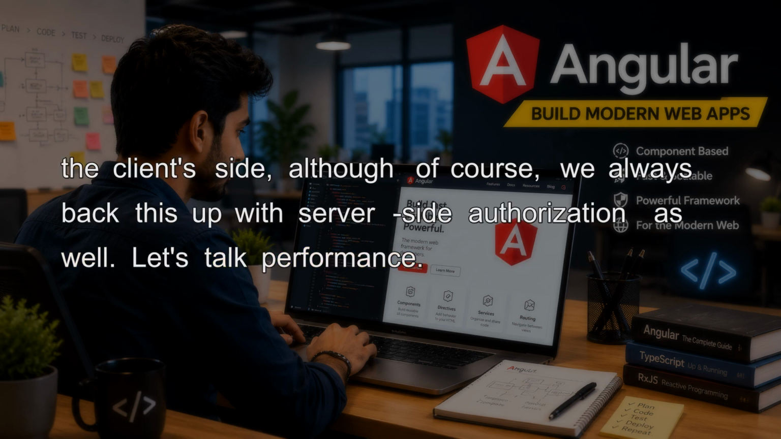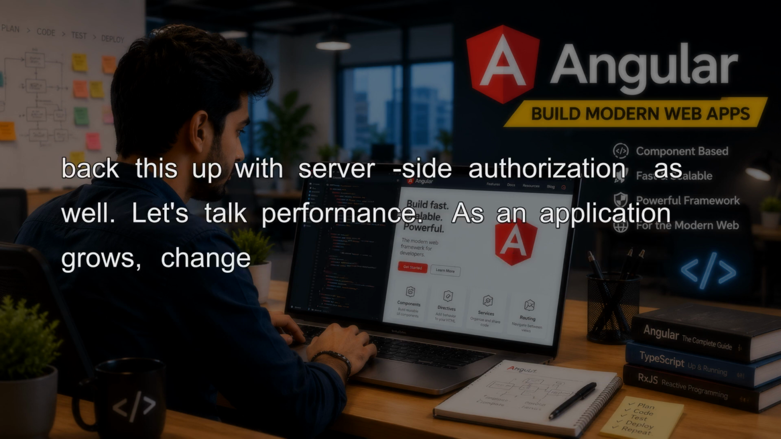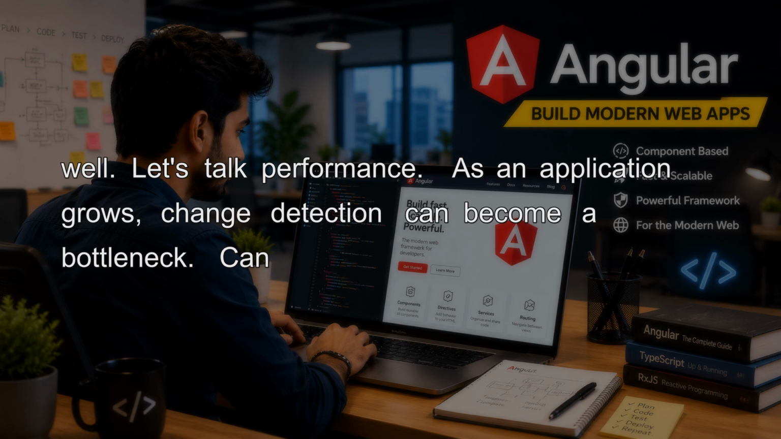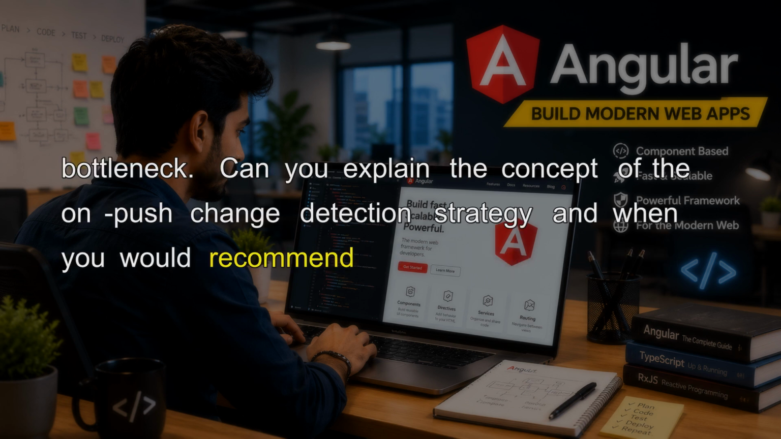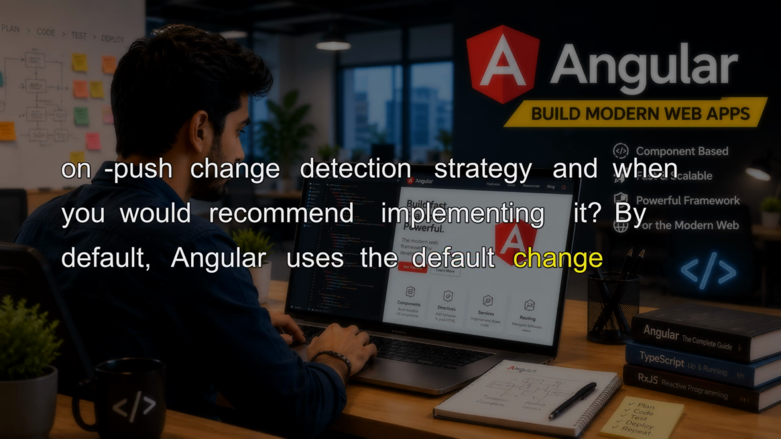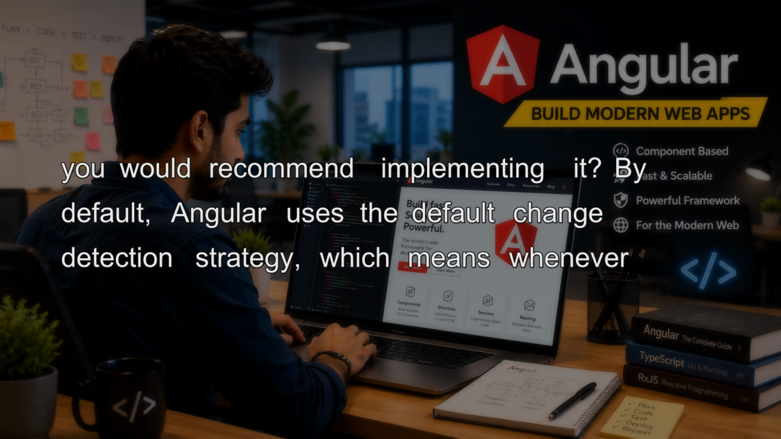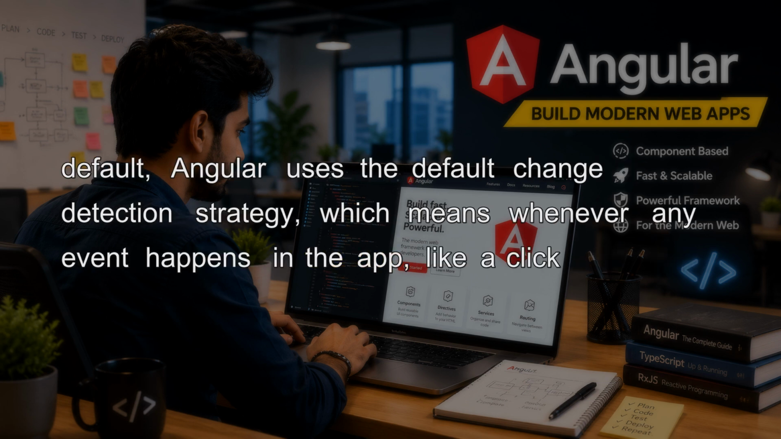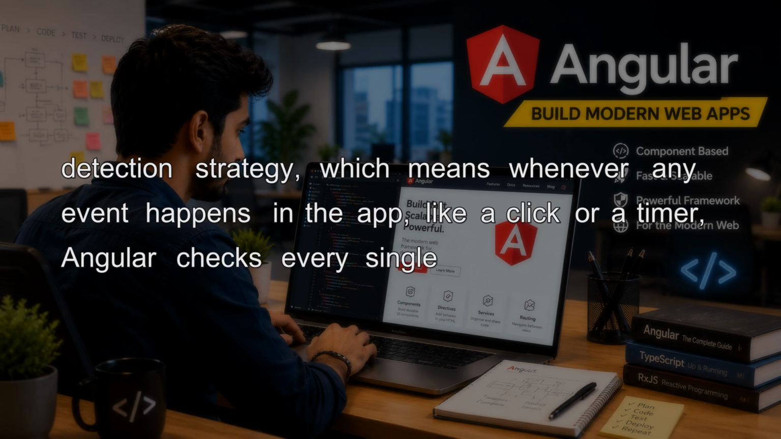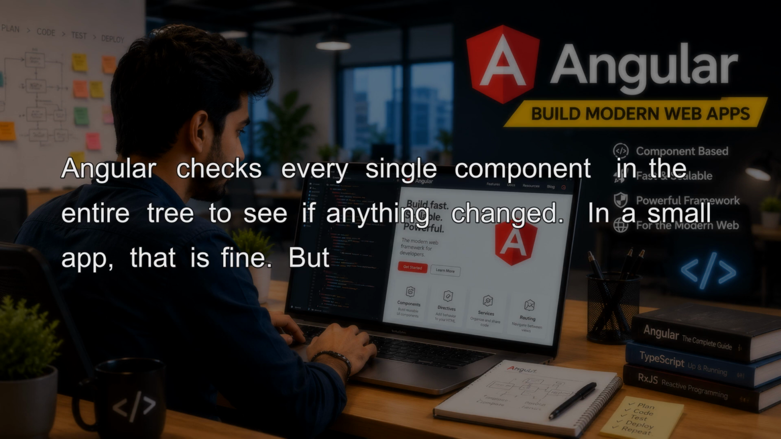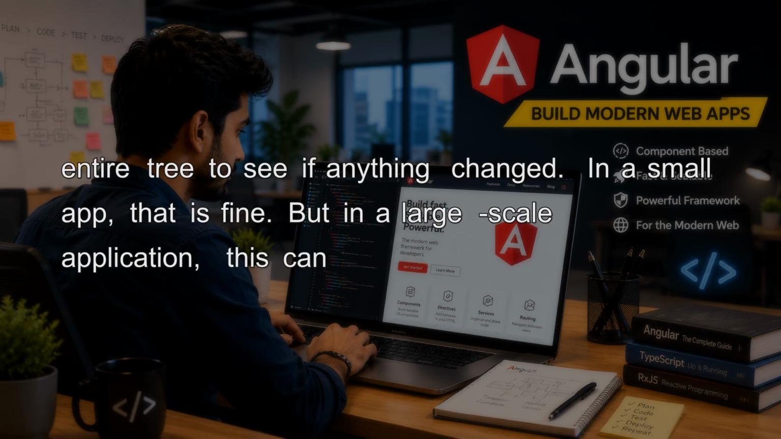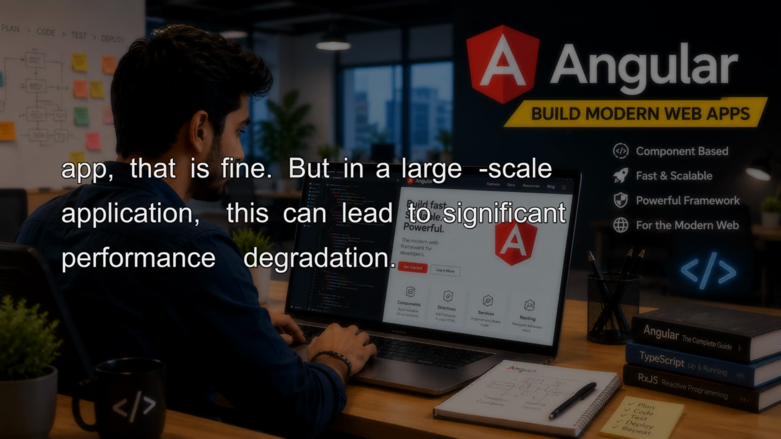Let's talk performance. As an application grows, change detection can become a bottleneck. Can you explain the concept of the OnPush change detection strategy and when you would recommend implementing it? By default, Angular uses the default change detection strategy, which means whenever any event happens in the app, like a click or a timer, Angular checks every single component in the entire tree to see if anything changed. In a small app, that is fine. But in a large-scale application, this can lead to significant performance degradation.